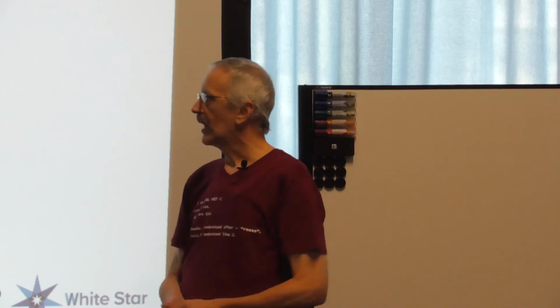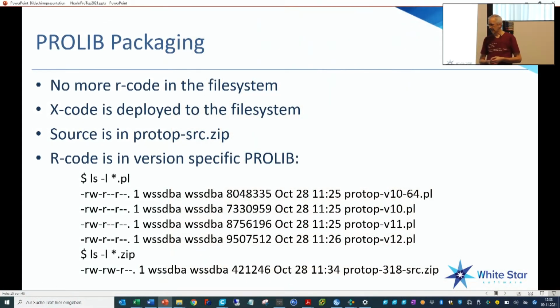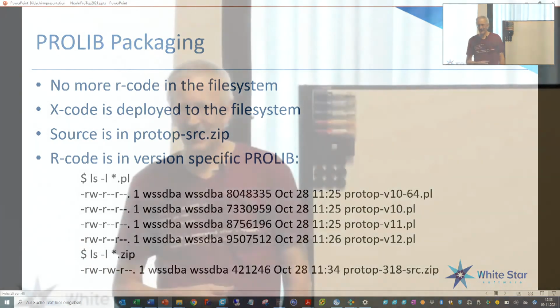Our packaging, we don't do the R code in the file system. We're now doing a ProLib, and we distribute the ProLib for every supported version of Progress with every download, which is really nice because it means that there's only one download. You no longer have to tell us which version of Progress you're using. You just say Windows or Unix, and boom, down it comes. And really, the only reason for a difference between Windows and Unix is because Windows is a zip file and Unix is a tar.gz. Otherwise, they would be exactly the same.